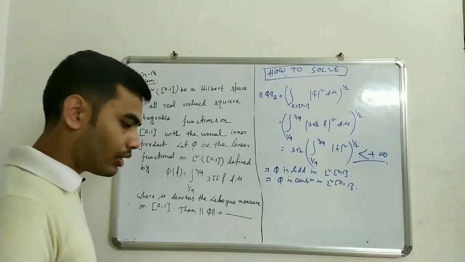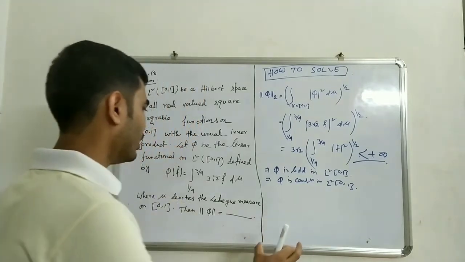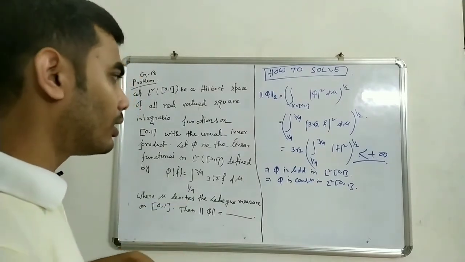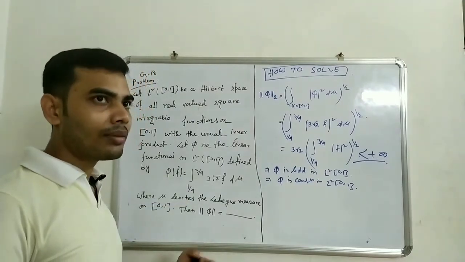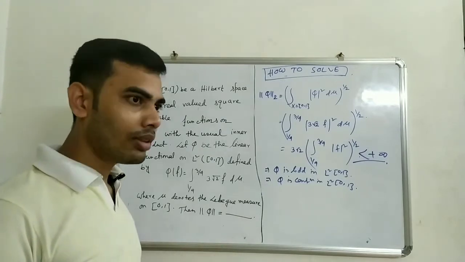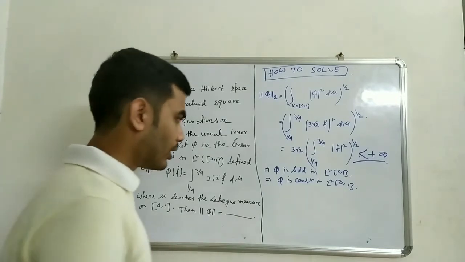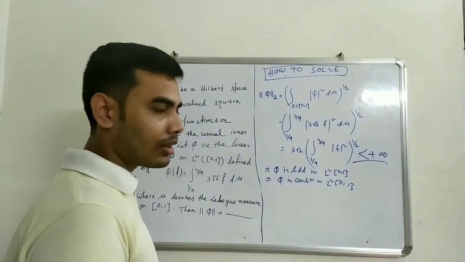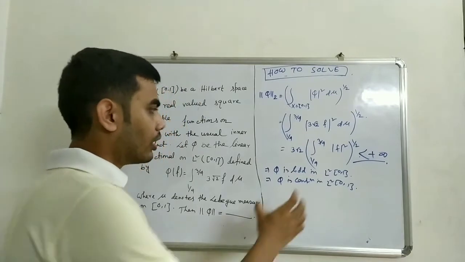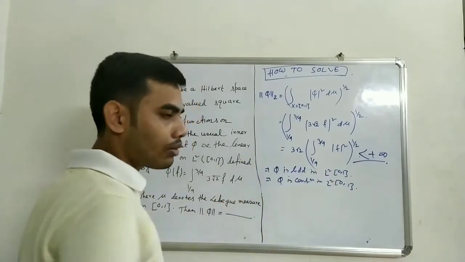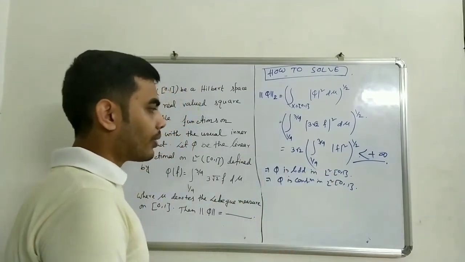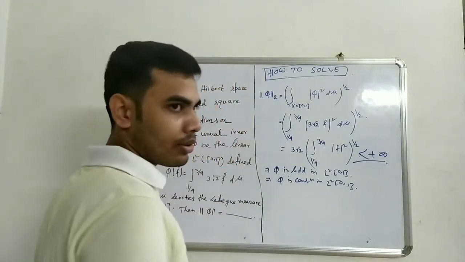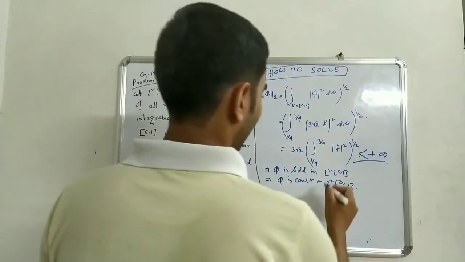Okay, so that is a linear functional on a normed linear space. If it is bounded, that means it is continuous. If a linear functional on the normed linear space is continuous, that simply means bounded. And you also know that Hilbert space is also a normed linear space, so this condition also holds. So if phi is bounded in L2 closing interval 0 and 1, that means phi is continuous in L2 closing interval 0 and 1. Clear?